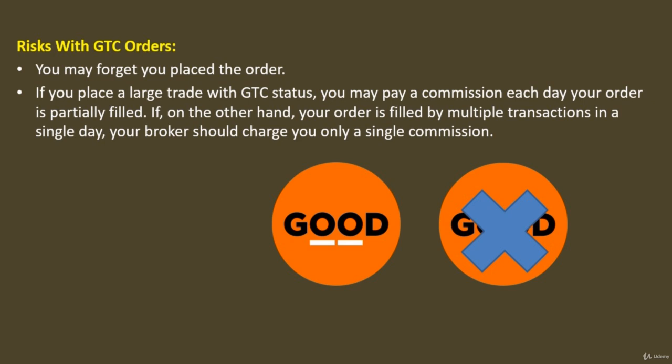Then you're paying commissions or a fee on that because your order is being filled by multiple transactions over several days. Typically, if your order is filled by multiple transactions in a single day, your broker should really be charging you only a single commission. Again, each broker has its own fee schedule, so look closely at that, particularly with things like good till cancel orders or orders where there might be partial filling of it, to make sure you're only getting charged one fee and you're not getting overly crushed for fees. So look at that fee schedule from your broker.